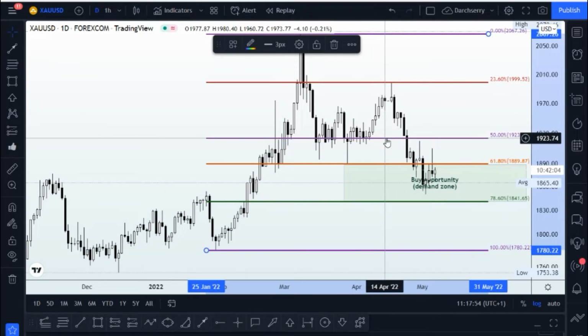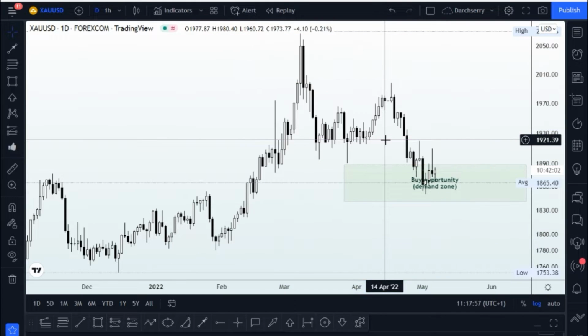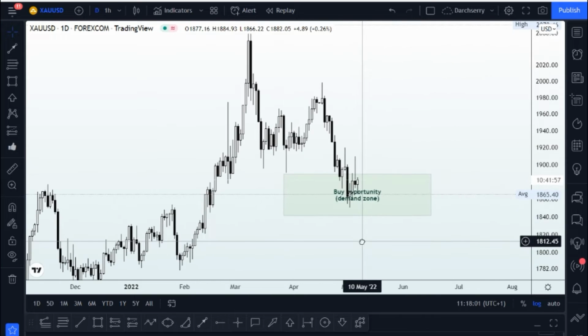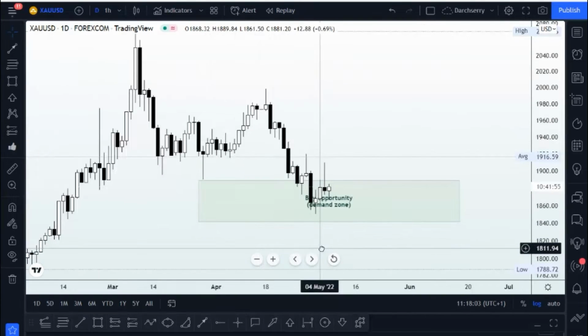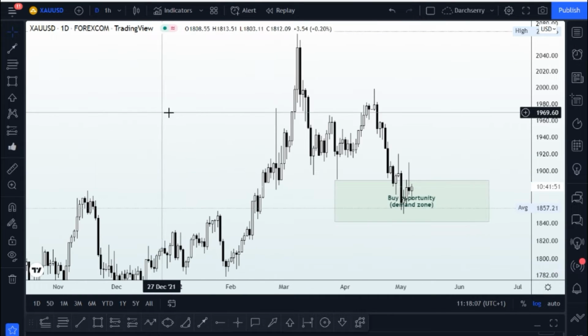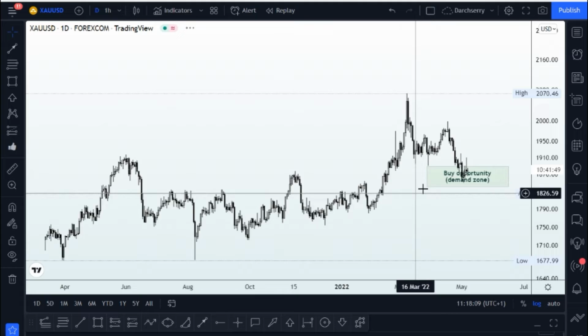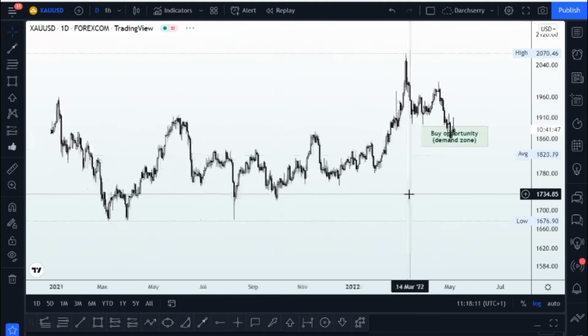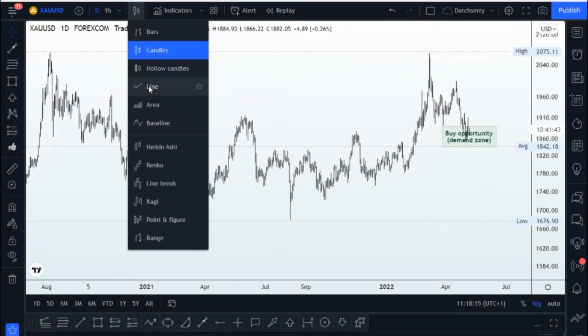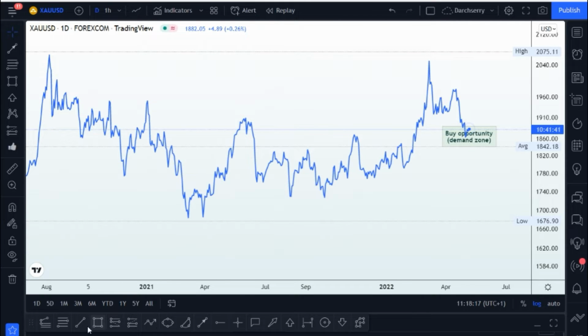Allow me to delete the retracement tool. It's done its job. So this is what we're having right now. We saw that price is right back in the buy opportunity zone, and then we want to be looking for ways through which we can take advantage of this bullish move. Now if we zoom out and look left, we can see that there is a trend line that we can relate with at this point.